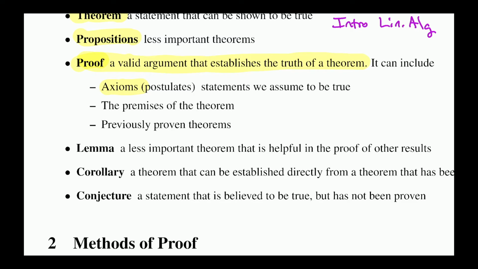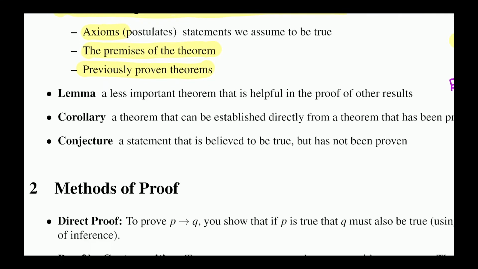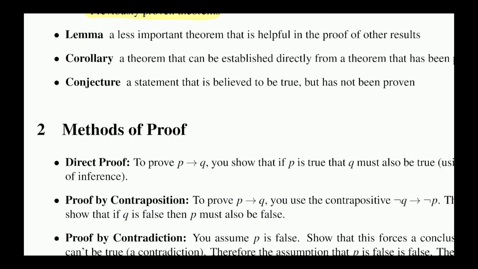Okay. Now, you also get to use the premises of a theorem. What that means is a lot of times a theorem is going to be structured, if A, then B. So you assume that A is true. So that's the premise of the theorem. And then also, any theorem that you've already proven, you get to use as if it was a fact, because it is a fact, right? You proved it already. The whole section is about proof, so don't worry about the details right now.